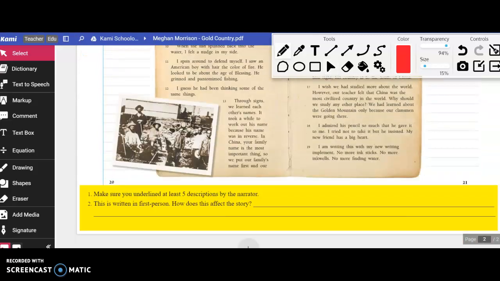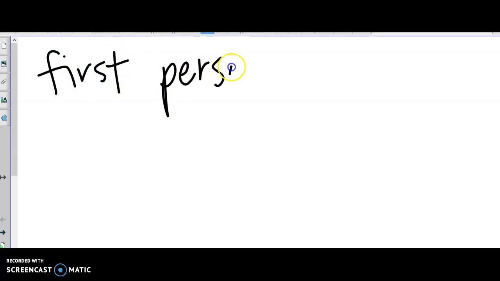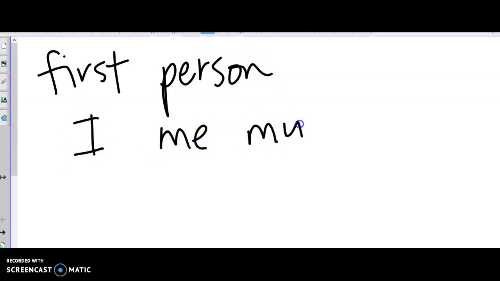says, this is written in first person. How does this affect the story? So remember, first person is where the author uses I, me, my, we. It's from one person's point of view. It's them telling the story. In this case, writing a journal entry about what they experienced.